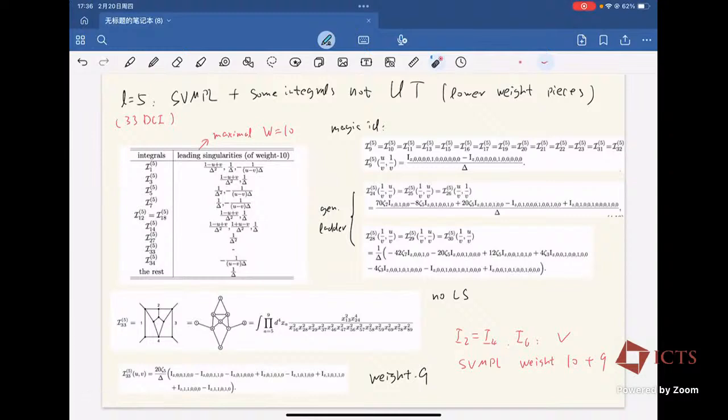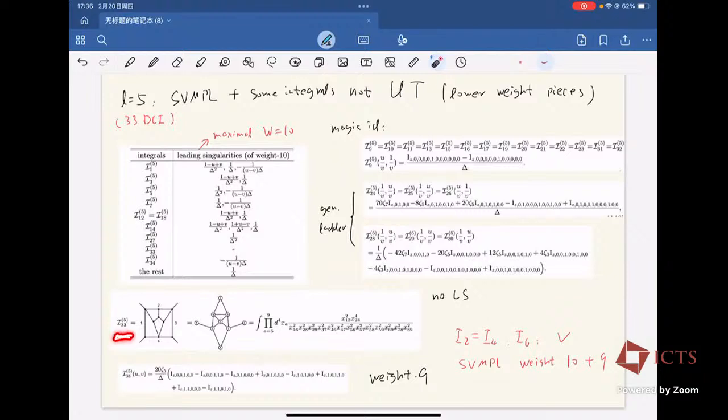bootstrap, but some complications start to arise, because there are some F graphs in the 5 loop case that do not give you uniform transcendental functions. So you need to take some combination, I think. So 5 loop is the first case where you see some DCI integrals that evaluate to lower weight pieces like this.